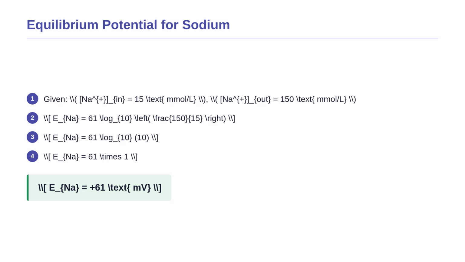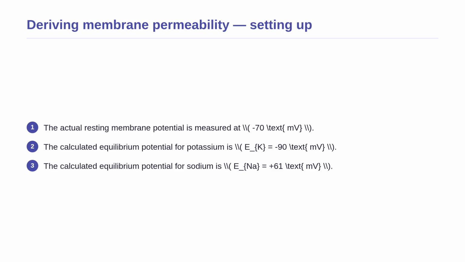This makes perfect intuitive sense. If positively charged sodium rushes into the cell down its gradient, it will make the inside of the cell highly positive. So, we have successfully calculated the equilibrium potentials for both ions. This brings us to a crucial physiological proof.